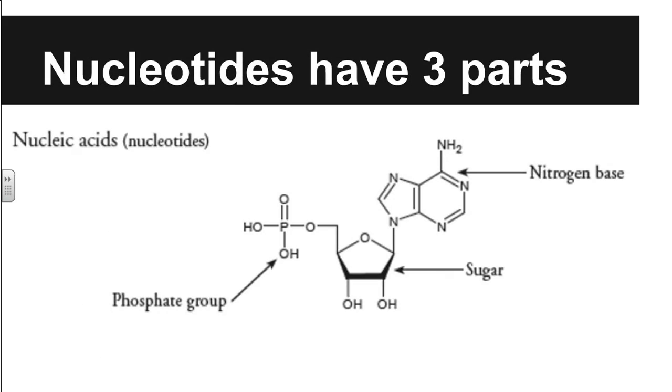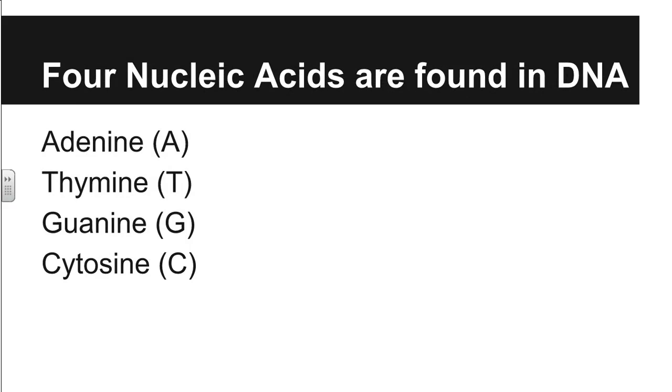Nucleotides have three different parts. They have a phosphate group, a sugar group, and a nitrogen base. Really, you're going to need to remember those three parts. I have seen on some standardized tests recently, and I don't know if ACT is going this way or not, but they have asked students to identify those three parts. So those are three very key important parts for you to know.